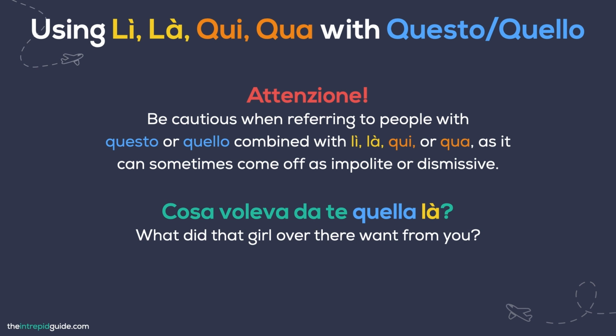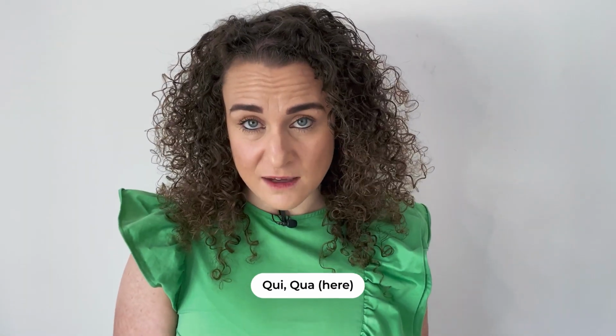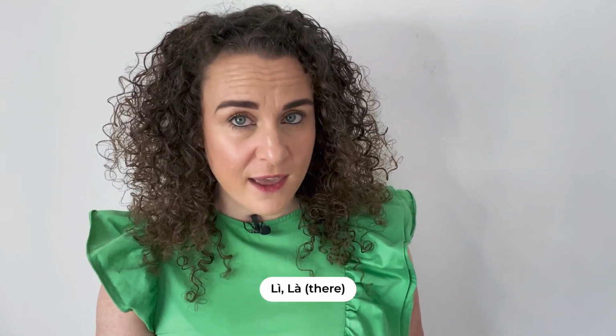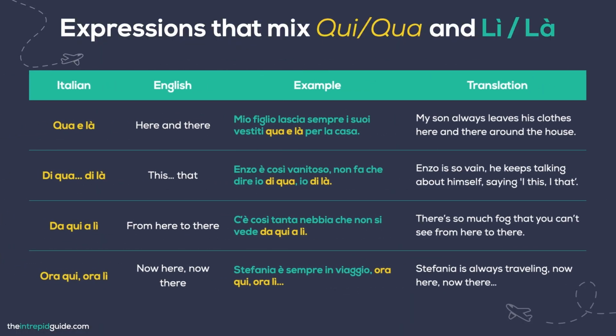Now here are some expressions that mix qui, qua, lì and là. Now sometimes qui and qua, meaning here, lì and là for there, are combined to convey different nuances. Here are some common expressions that mix these adverbs. Qua e là. This means here and there, and you use this to talk about something scattered in various places, highlighting a sense of disorder.